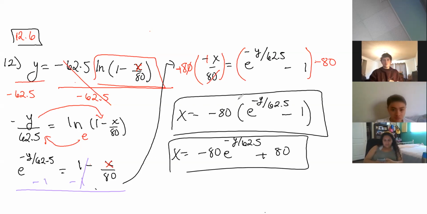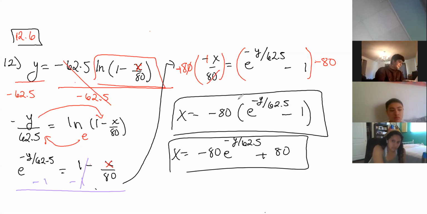Either one is correct. Does anybody know how they write it on the packet answer key? What lesson is this, 12.6? The packet writes it the first way on the answer key. Yeah, they did not distribute. Okay, any questions on number 12?